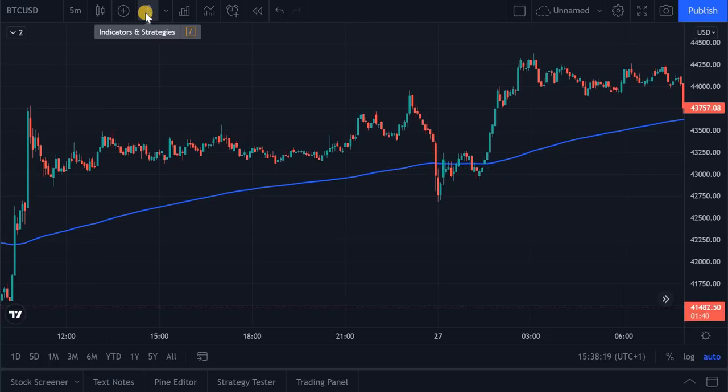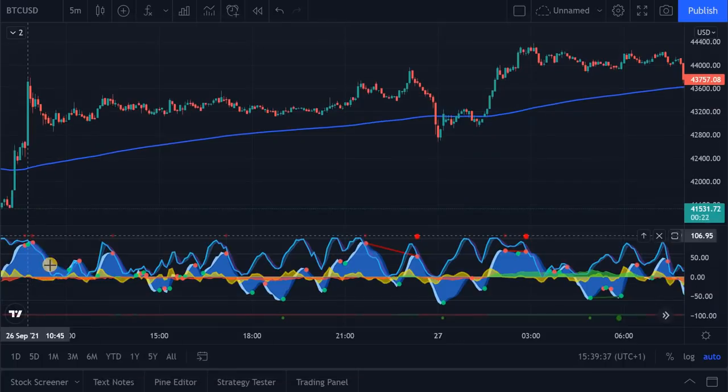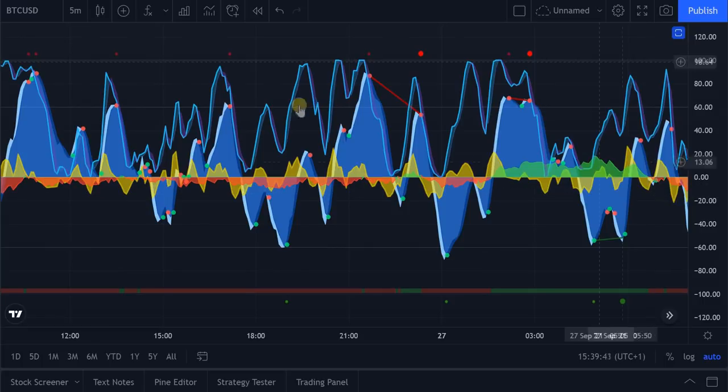We would have to go to the indicators and strategies section. Right here is the spelling of this indicator, and you can see the result Vumanchu Cipher B plus divergences. So the first result right here is what we are going to use in this video. Let's select this. This is how the indicator looks. This is the Vumanchu indicator.